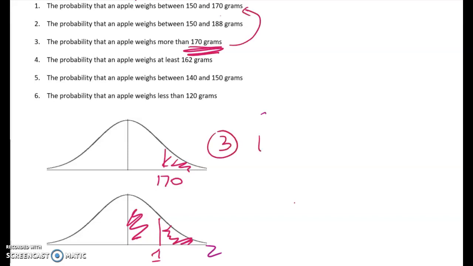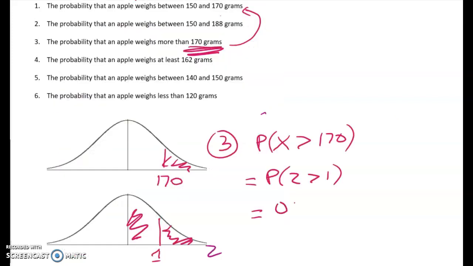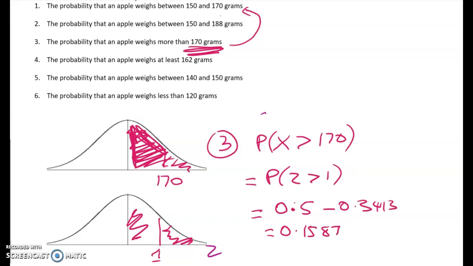So question 3 is the probability that X is bigger than 170, which equals the probability that Z is bigger than 1, which is going to equal... wrong slide. So it's going to be 0.5 minus that number there. 0.5 minus 0.3413. Now 0.5, because remember the distribution's symmetric, so I've got 50% or 0.5 on either side. So my answer here is 0.1587.